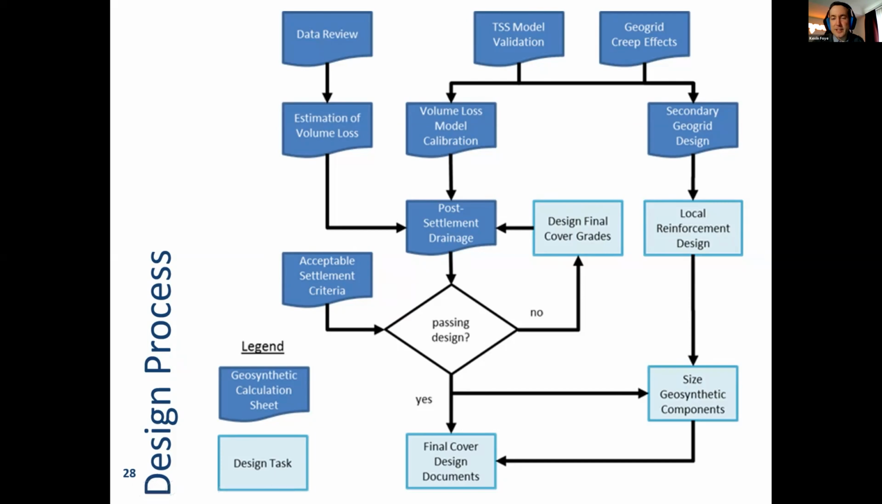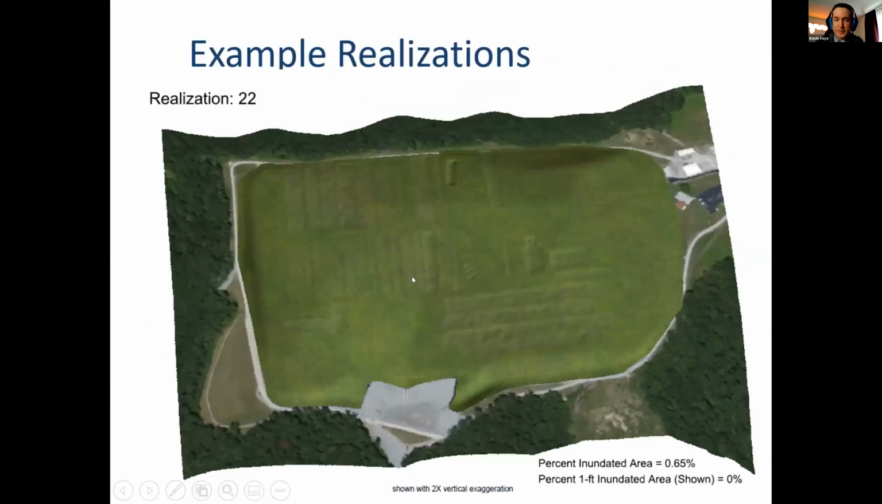What goes into modeling Maxey Flats as a site includes looking at all the available data that we have for the site, figuring out what kind of future volume loss we could experience, modeling that for individual scenarios, figuring out what the post-settlement drainage looks like, and then comparing that to the settlement criteria. And we keep doing that again and again, changing things like the slope, the reinforcement, the thickness of the cover, until those combination of factors give us the passing design. So this is just another way of stating what all engineers do when we do our design process. It's an iterative process going through different analyses. The difference that we're introducing here is the stochastic model of differential settlement. So what does that look like?